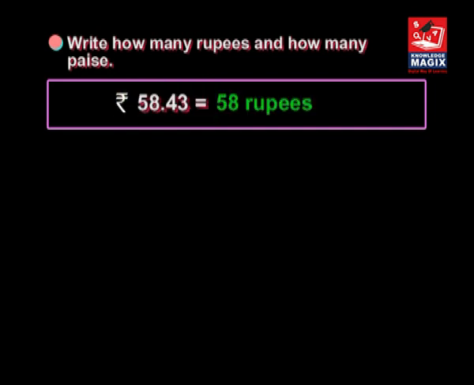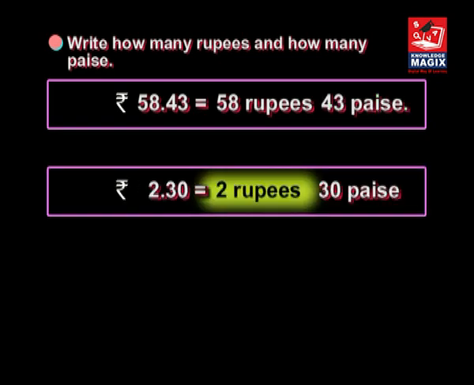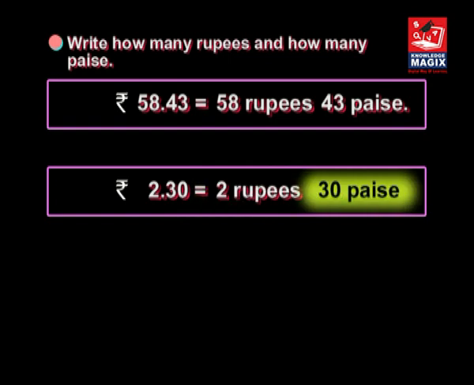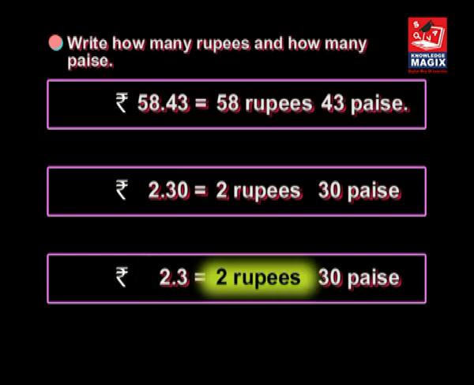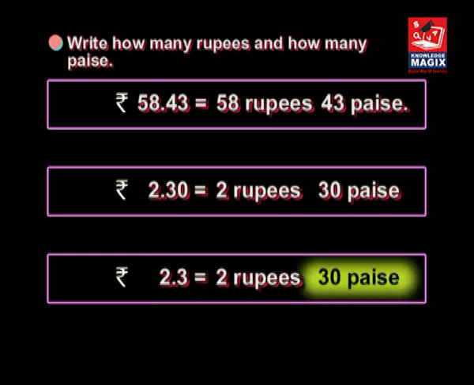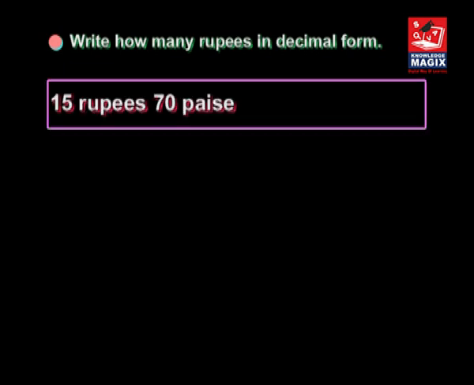Rs 58.43. 58 rupees 43 paise. Rs 2.30. 2 rupees 30 paise. Rs 2.3. 2 rupees 30 paise. Then write how many rupees in decimal form. 15 rupees 70 paise.